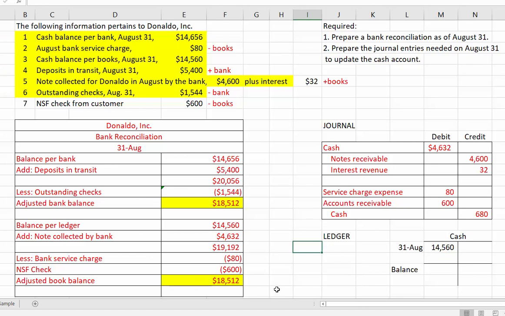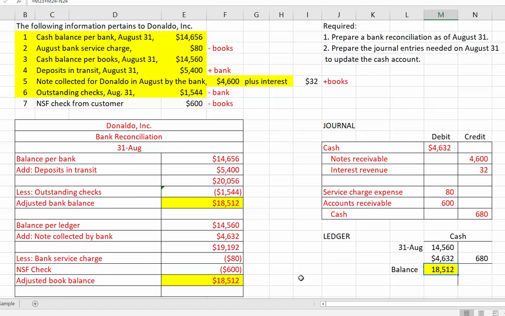All right, now let's take a look at our ledger. So our ledger balance right now has a balance of $14,560. We're going to add $4,632. We're going to subtract $680. So this is equal to our beginning balance plus the $4,632 minus the $680. Remember, credits decrease cash. All right, and our ending balance in cash, $18,512, which is our adjusted balance, and we're happy, right? Our balance in our cash account is what it's supposed to be.